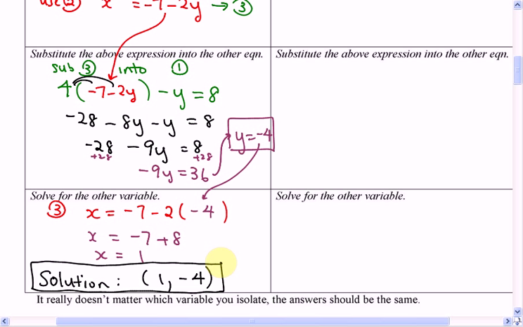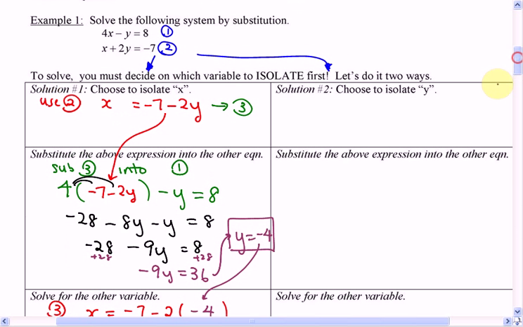Now let's see if you can do the same thing with the same equations, but this time let's choose to isolate y first. And if I ask you to isolate y, which equation do you think you should use? If you said let's use number 1, that's correct. So I'm going to have negative y equals 8 minus 4x. I'm going to ask you to solve for y, so I'm going to divide everything by negative 1, so that's negative 8 plus 4x. Great.